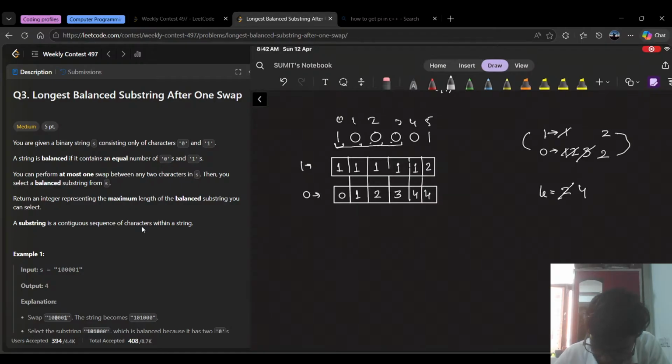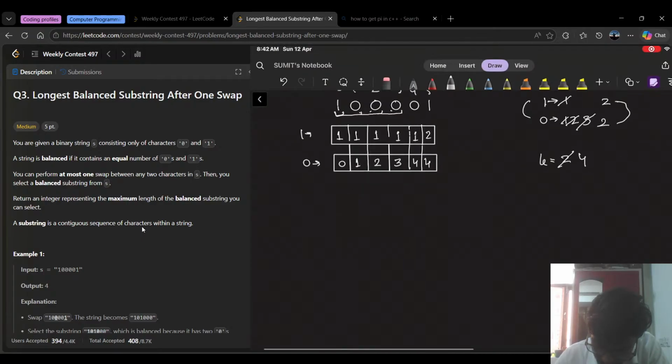So I can generate all the substrings. For example, I am standing at index 0 and here I'm at index 1. Is the count the same? If the count is the same, then I can get the length, that is j minus i plus 1. So for this, its length will be 1.